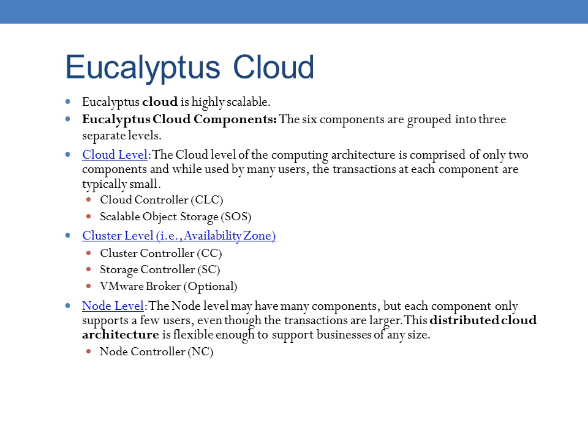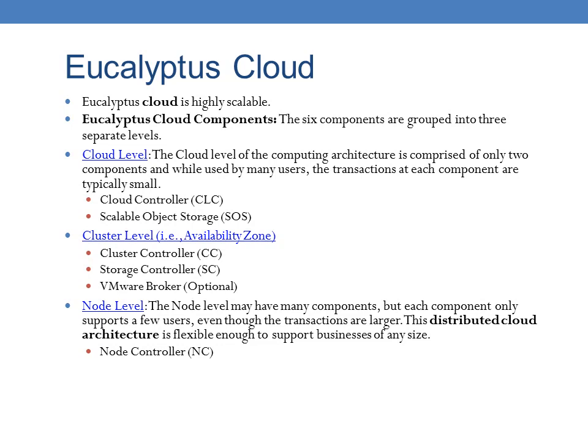So Eucalyptus cloud, the cloud is highly scalable. The 6 components are grouped into 3 separate levels. That is cloud level, cluster level, and node level. The cloud level has the cloud controller and scalable object storage. The cloud level of the computing architecture comprises only two components, and while used by many users, the transactions in each component are typically small. That is cloud controller and scalable object storage, SOS.